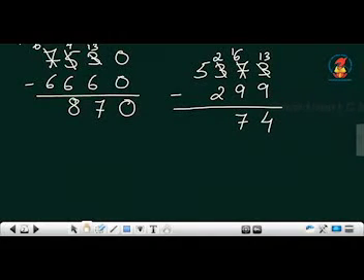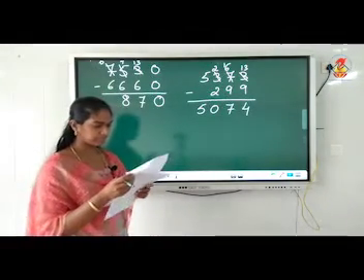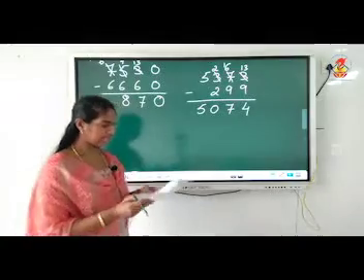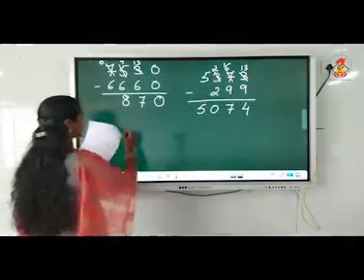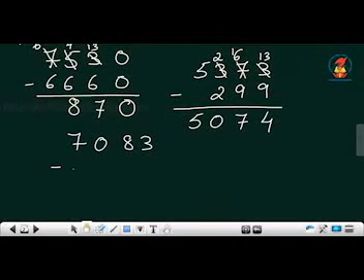Okay. Then 2 minus 2? Yes, we know it is 0. Here with 5 there is nothing to minus, so you can write 5 as it is. Understood children? Okay. Now, third line, first question. 7083 minus 4197.